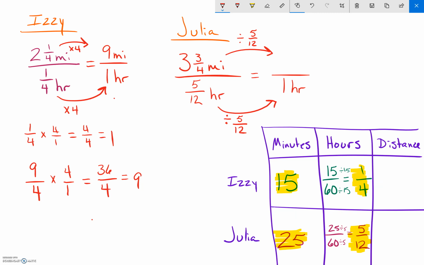And then we have to divide 3 3/4 by 5/12. So again, we're going to write 3 3/4 as an improper fraction. It will become 15/4. We're going to divide that by 5/12. Dividing fractions, you keep, switch, flip. And now we're going to multiply across. You can do something called cross simplifying, but we're not going to do that. I'm going to use my calculator, and you guys can as well. 15 times 12.